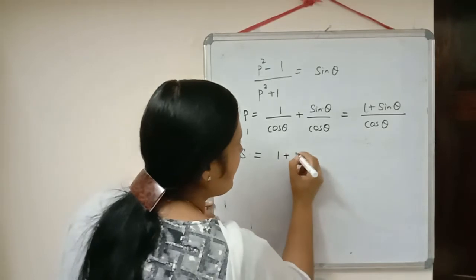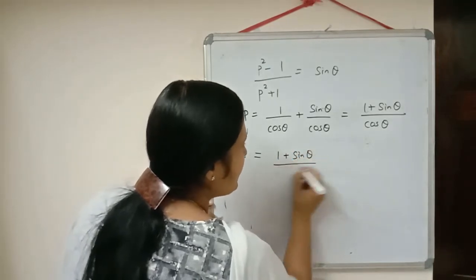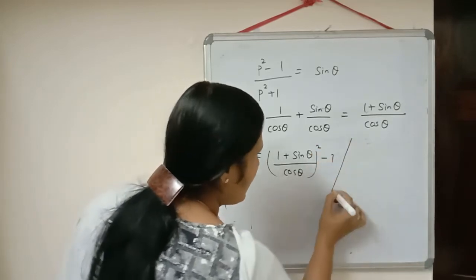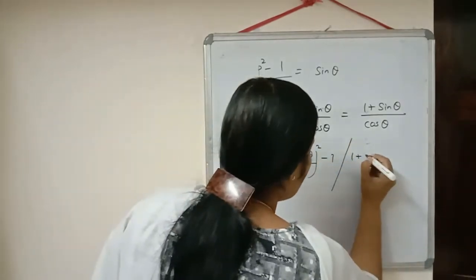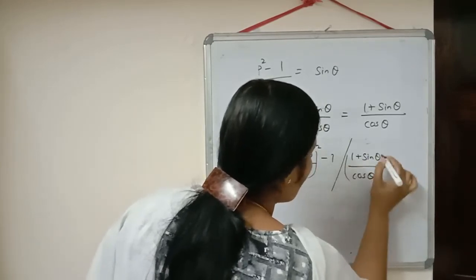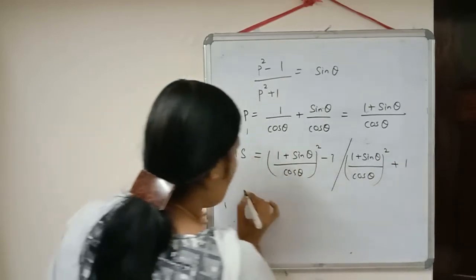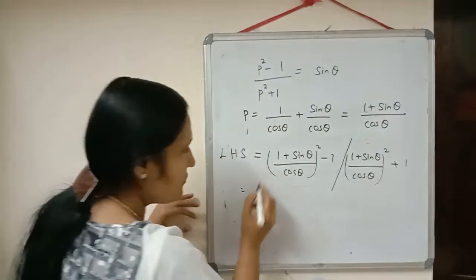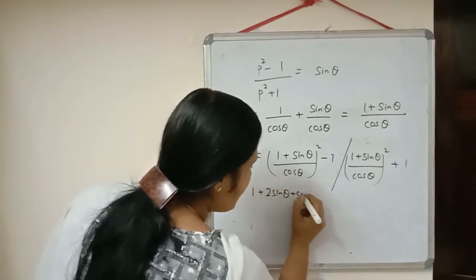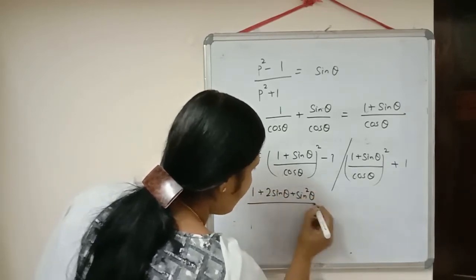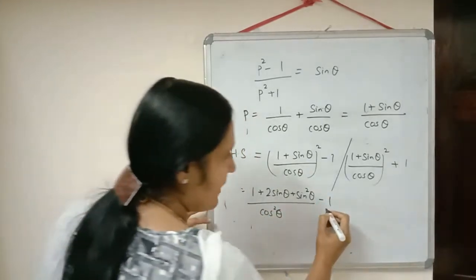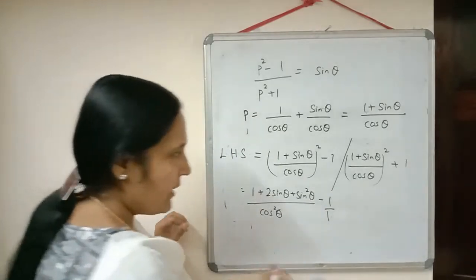In place of P we have (1 + sin theta / cos theta)² − 1 divided by (1 + sin theta / cos theta)² + 1. Now we'll use the identity there. So it will be equal to (1 + 2 sin theta + sin² theta) / cos² theta − 1 here as it is. So minus 1 can be written as 1 by 1.